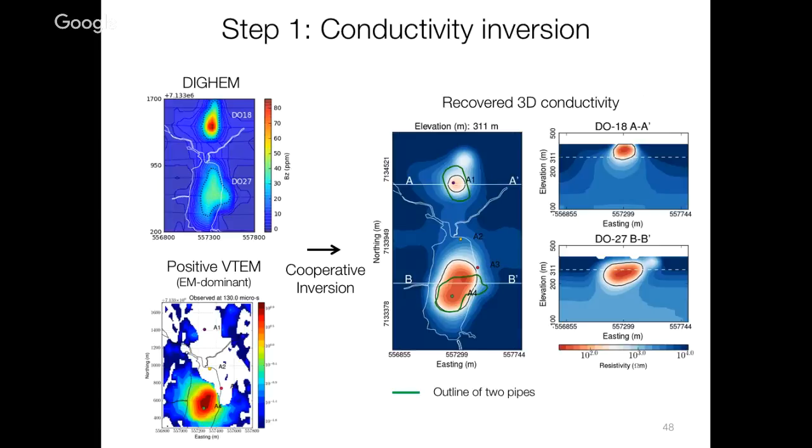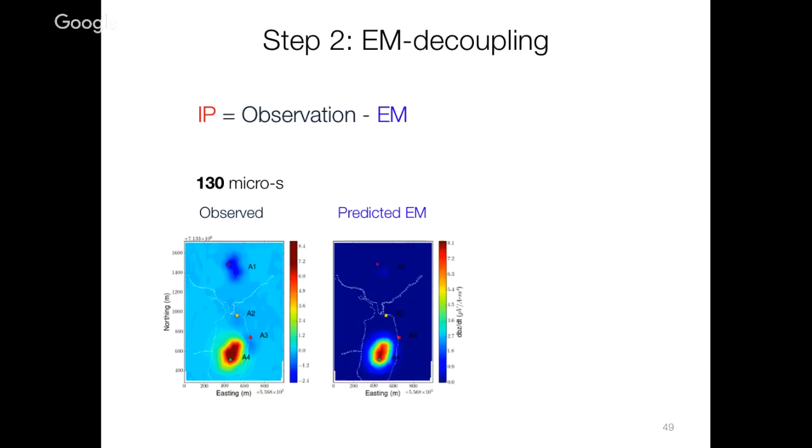DO27, DO18. This one's more conductive than this. And the cross section is like this. So DO18 almost looks like that conductive region goes right to the surface. DO27 seems to be at depth. So let's do the decoupling. At 130 microseconds, here's the observed. This is the VTEM data now, right? We take that 3D conductivity, forward model it, and we get this as a response.